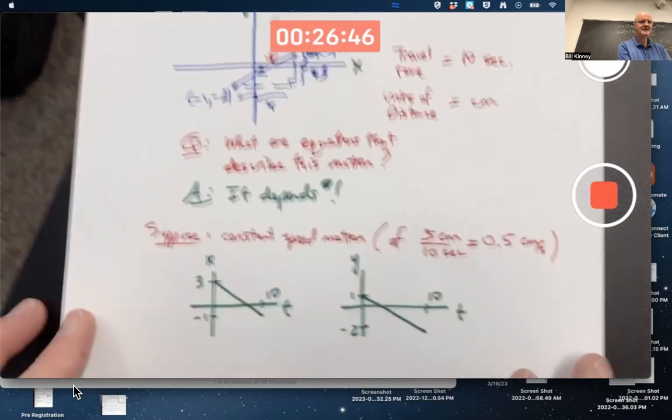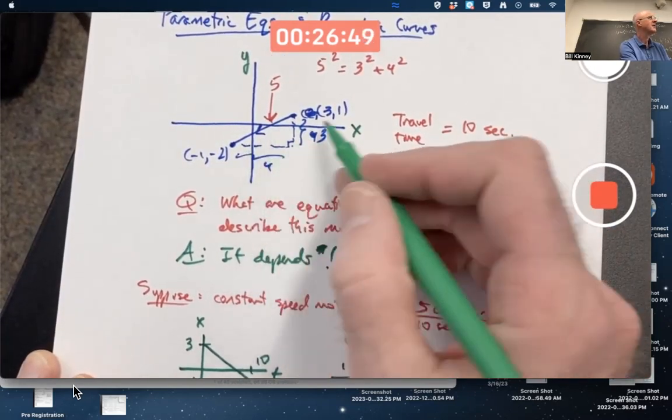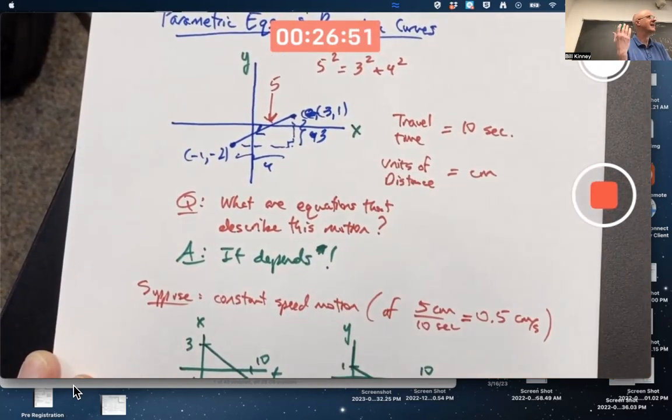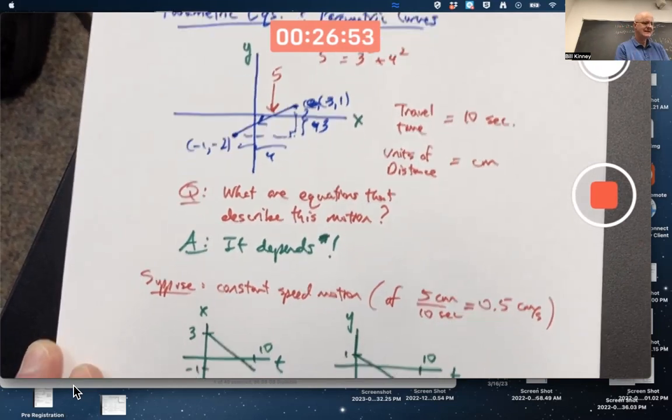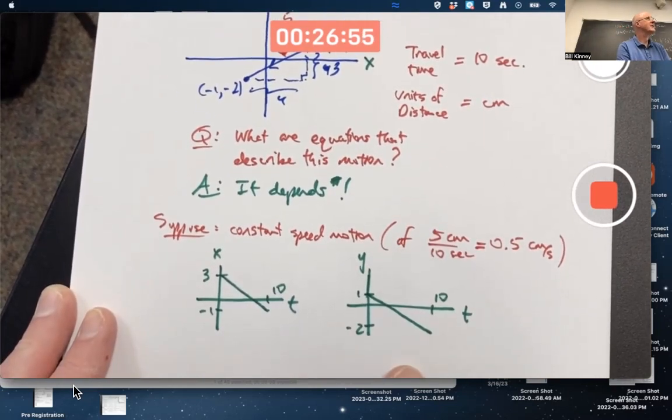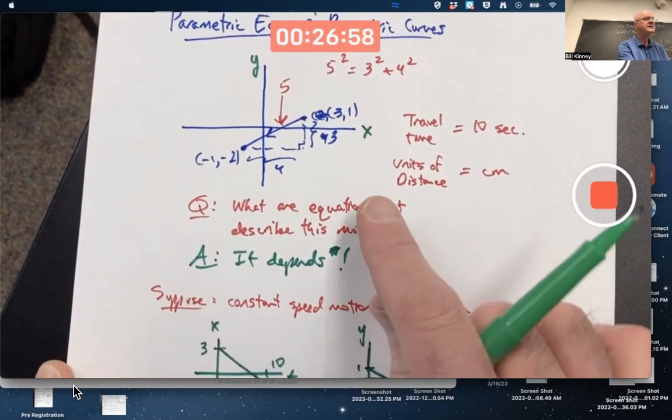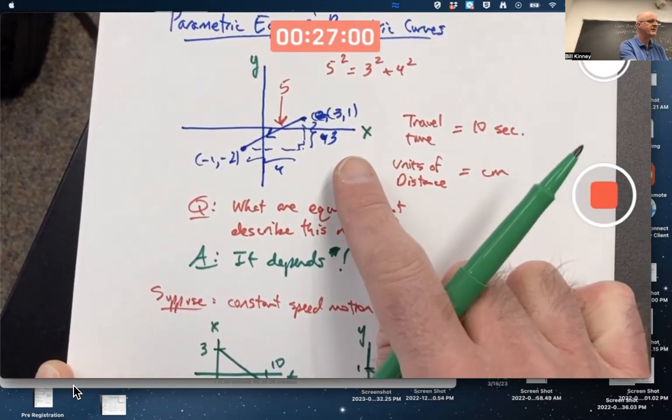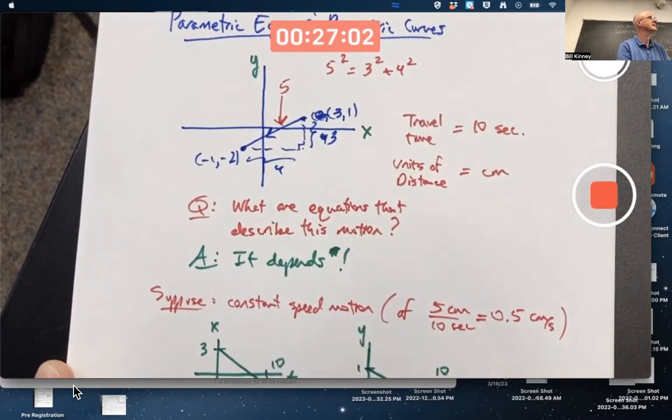If you're traveling at a constant speed in this 2-dimensional plane, both x and y must be changing at a constant rate. These must be constant slopes. And they're negative slopes here because x and y are both decreasing. The bug is moving from right to left and also downward in this picture.